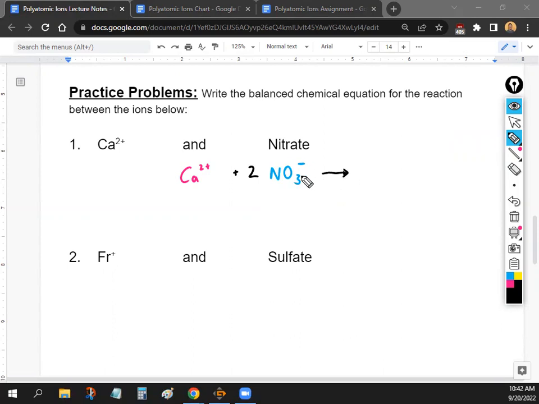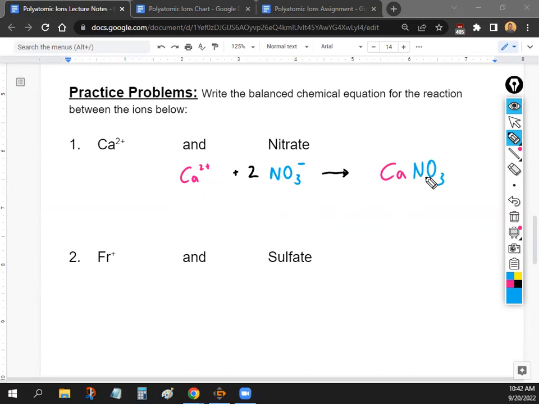And like we said, these two are going to combine, right? So we're going to combine Ca and we're going to combine that with NO3. Okay. How many Cas did we use? We used 1, right? There's no number. And how many NO3s did we use?